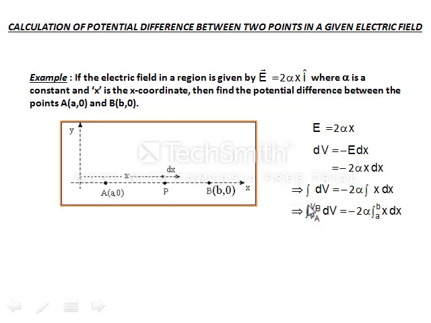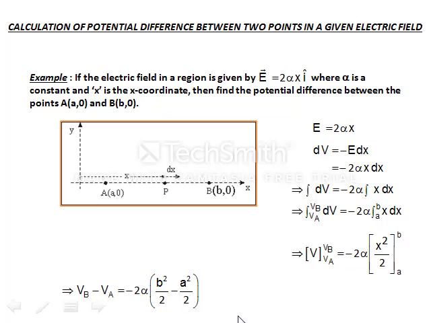Integral dV gives us V. Integral x dx gives us x square by 2. This is the thing. Integral dV is V, the limits. Minus 2 alpha the constant, x dx integrated x square by 2. Now we'll substitute the limits. This is the thing. 2 will get cancelled away. And finally this is the result.